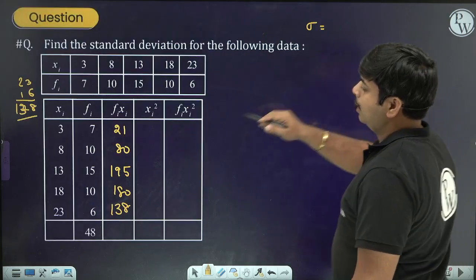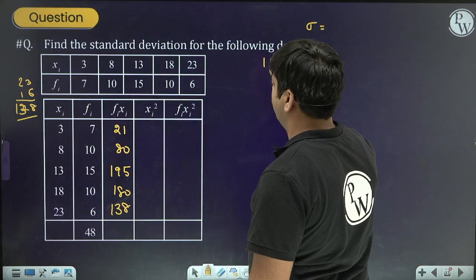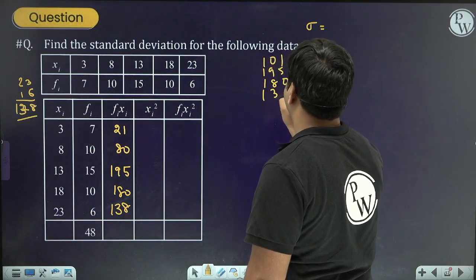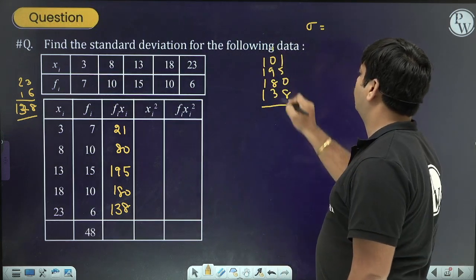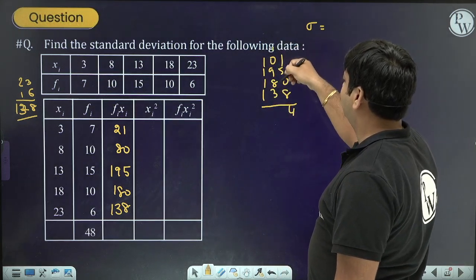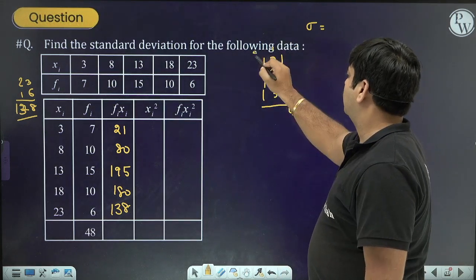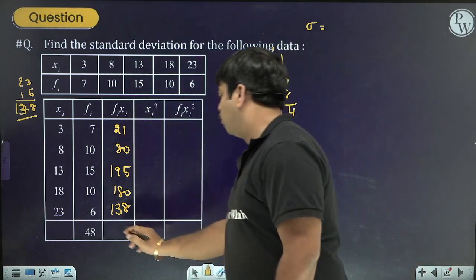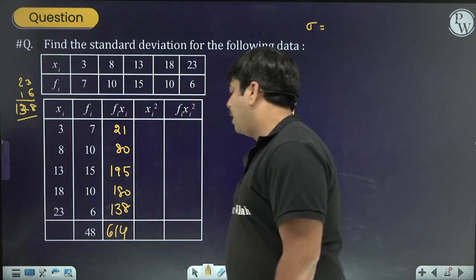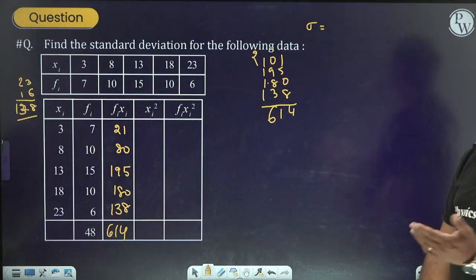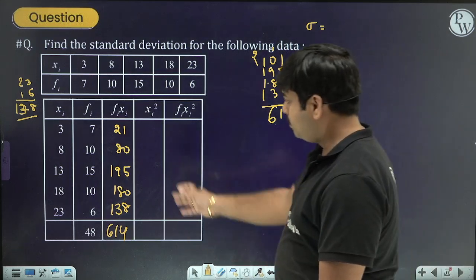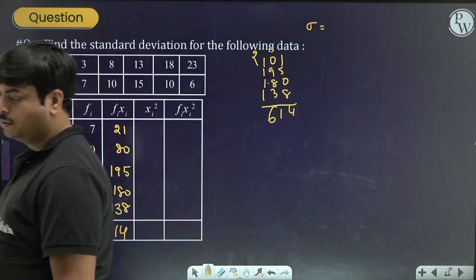Tell me, 80 plus 21, 101, then 195, then 180, and then 138. 8 plus 5, 13, plus 1, 14, 9 plus 1, 10, 10 plus 10, 20, 21. 2, 3, 4, 5, 6, 614. Okay, I expect that there will be big values in the coming step, but it's okay, people. You can do that. Go for xi square.